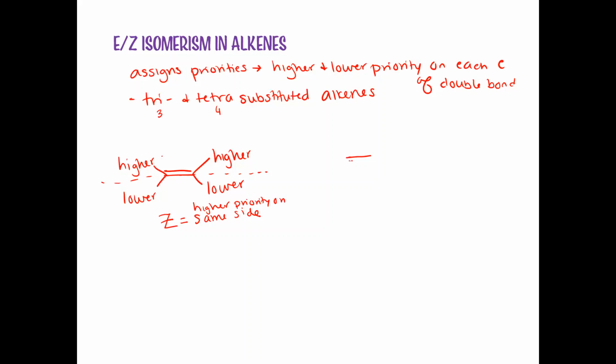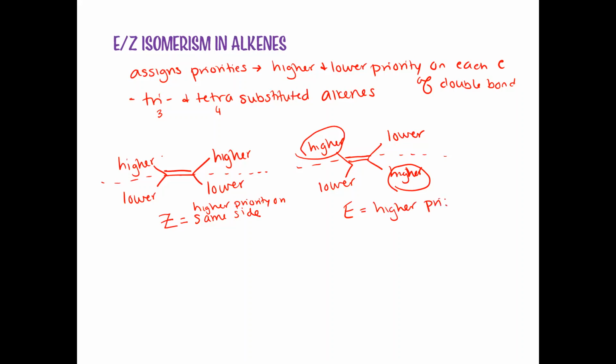Then if we did it this way, we have the higher on the top, lower on the bottom, but then we have the lower on the top on the second carbon and higher priority on the bottom on the second carbon. We draw our plane. Higher is on the top and the bottom. They're different. So it's going to be E. The higher priority groups are on opposite sides.